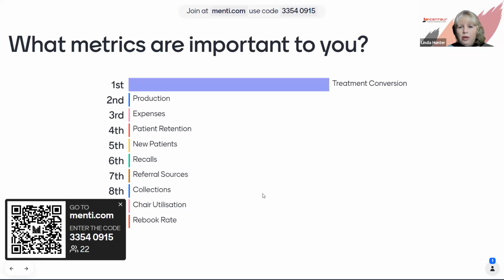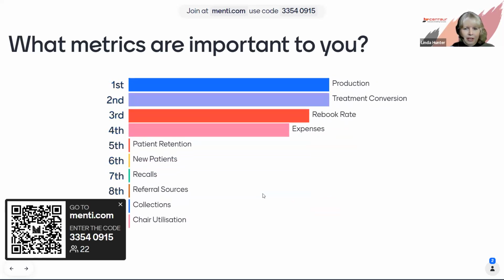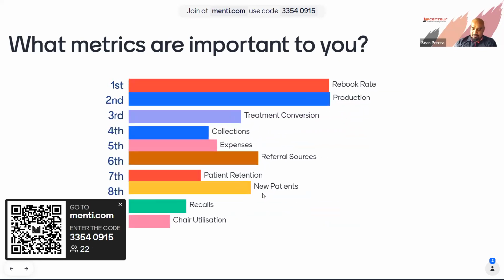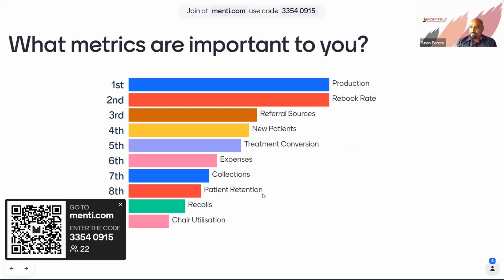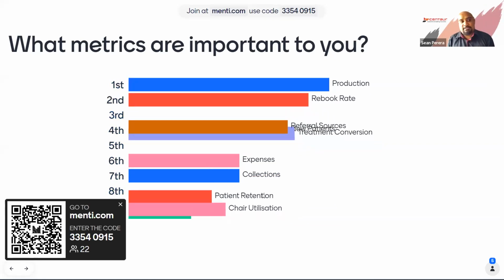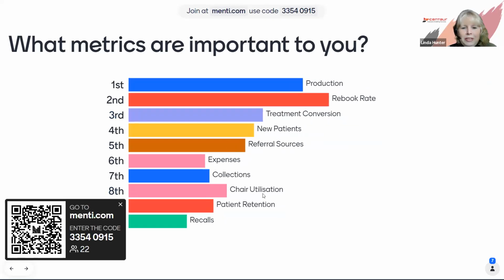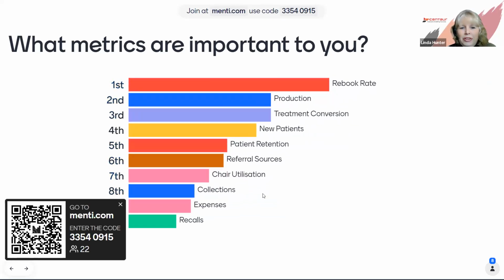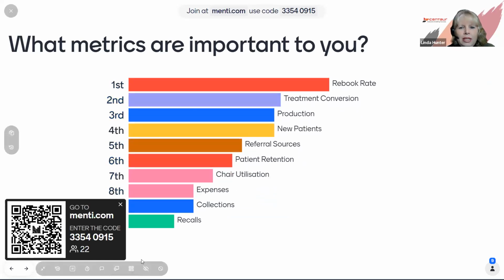Well, we've always hit the road running with the treatment conversion. Well, here it's coming through, Sean. Now we've got production, rebook rate, expenses. Fantastic. Great. If you're still finishing this, keep them coming. She's juggling around. Look at that. First place, I feel like I'm at the races. First place is now rebook rate. Coming in second is treatment conversion. Now third place is production. Neck and neck, production and new patients.